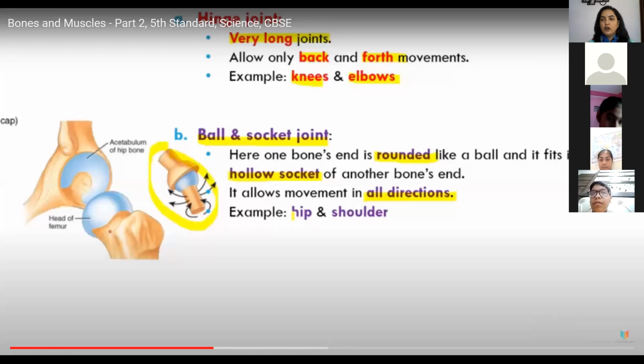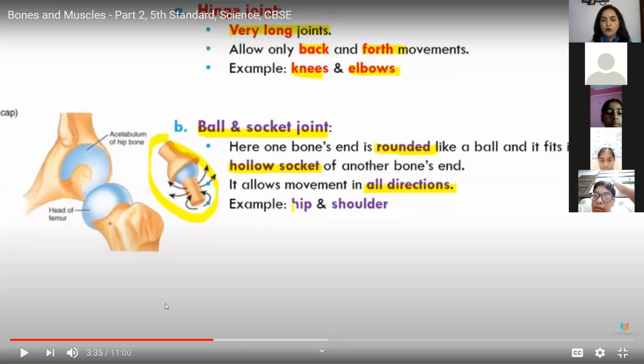Okay, so we were on the ball and socket joint. It allows a round movement of 360 degrees. You can turn this shoulder, you can make a round. It can move in all directions. You can move your shoulder like this. You can try to move. So this is the ball and socket joint.